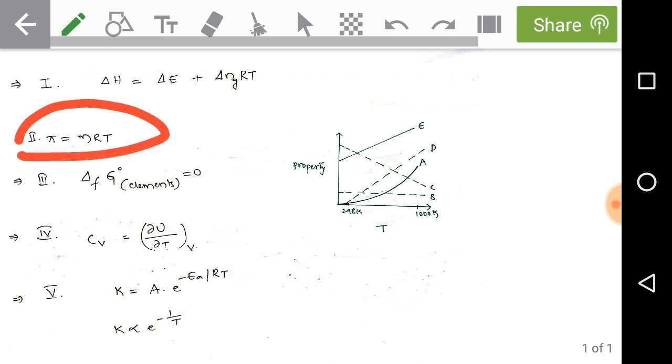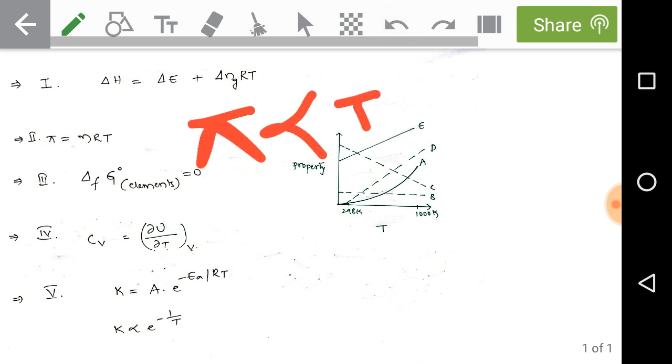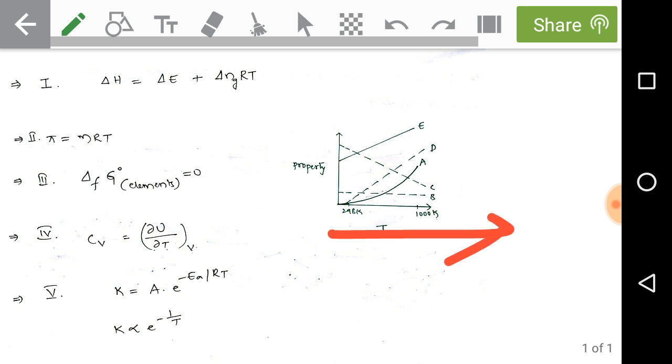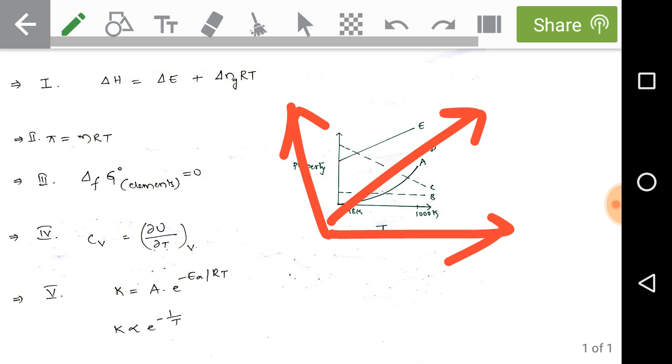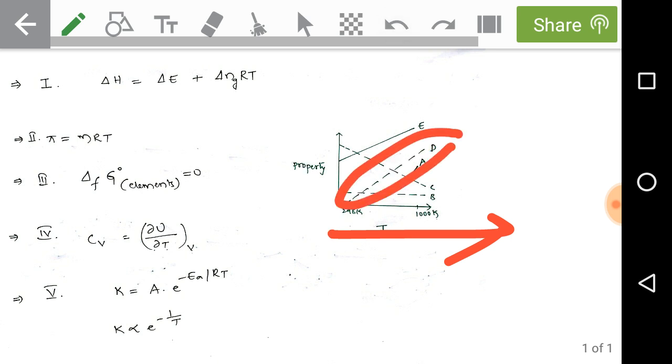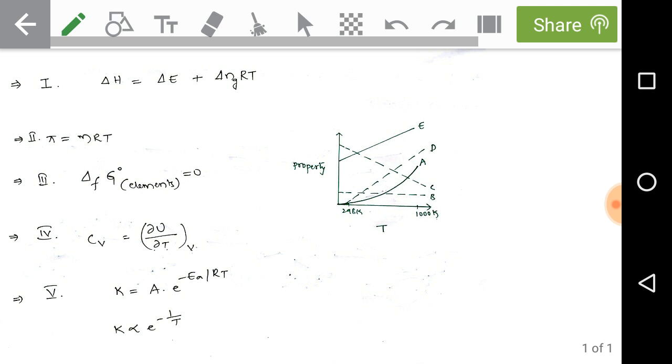And if you look at the second one, osmotic pressure has a mathematical relation, pi equals M R T. Here pi is osmotic pressure, M is molar concentration, R is gas constant, and T is temperature, right? From this relation we can take pi directly proportional to T. That means whenever temperature increases, osmotic pressure also increases, right? So here the line D will be the correct combination for the second property.